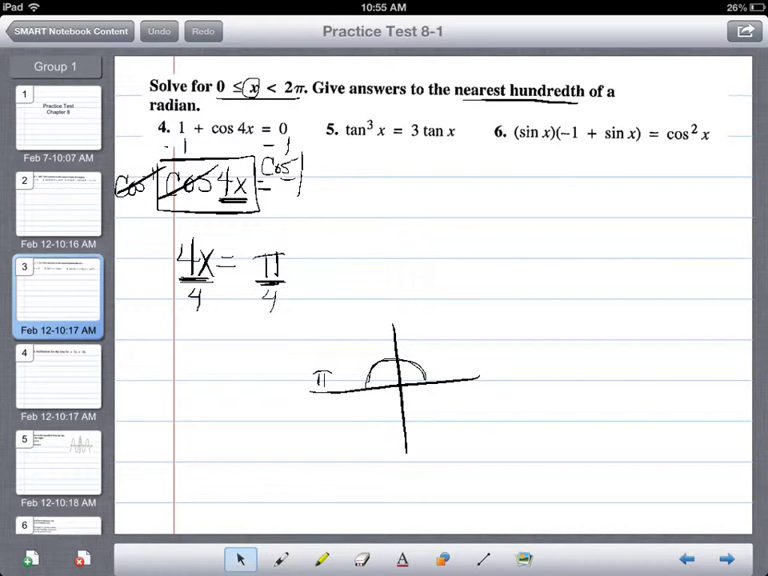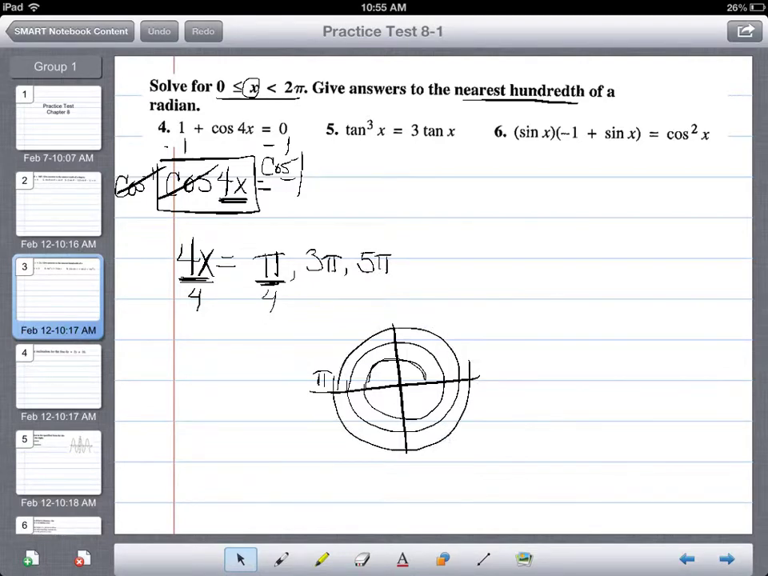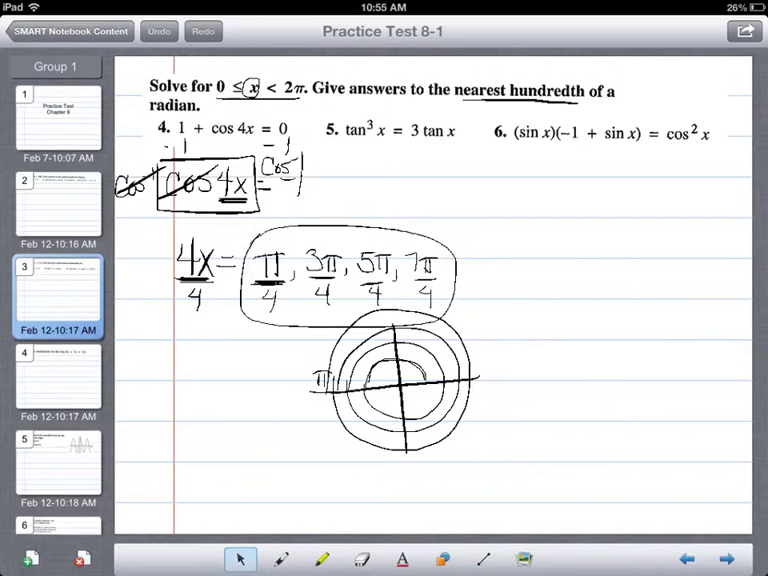Now if I add another revolution to it, my second answer will be 3 pi. My third answer will be 5 pi, and my fourth answer, if I add another 2 pi revolution to it, will be 7 pi. Okay, I went out to 4 revolutions because what I'm doing then is dividing each and every one of these by 4, so it's going to find all possibilities between 0 and 2 pi by doing that. So now my answers are pi over 4, 3 pi over 4, 5 pi over 4, and 7 pi over 4.